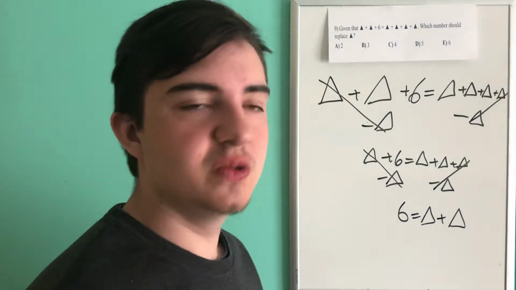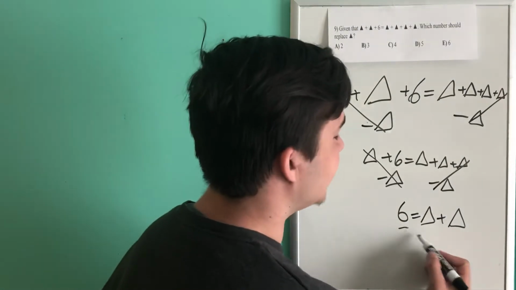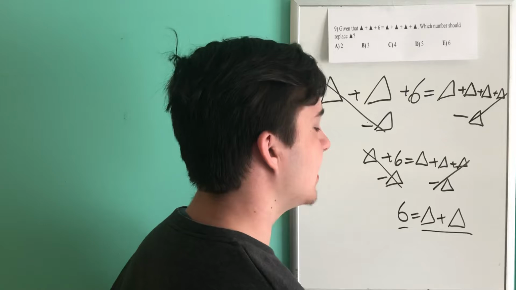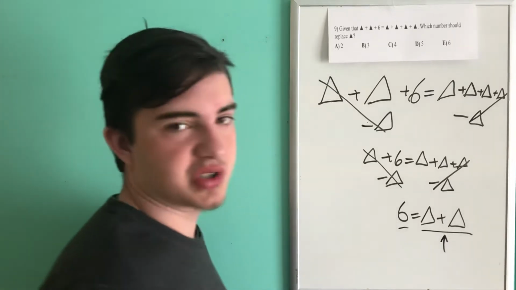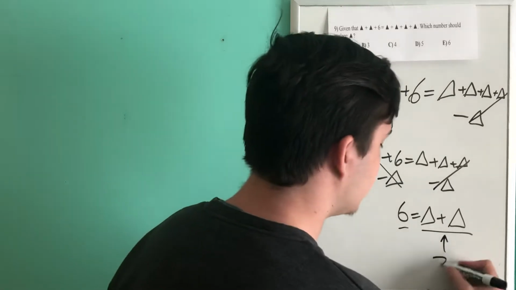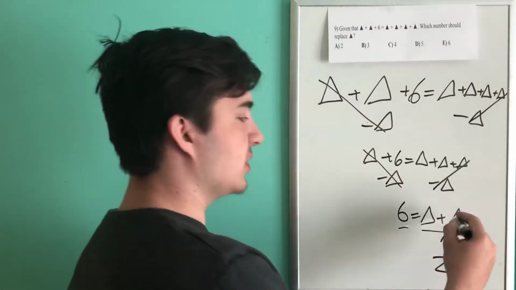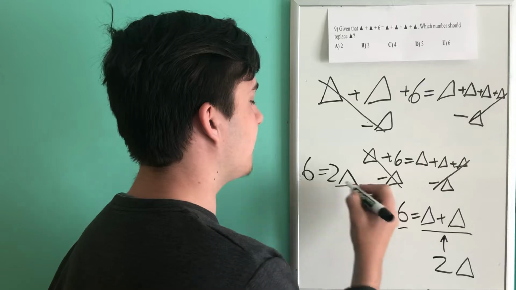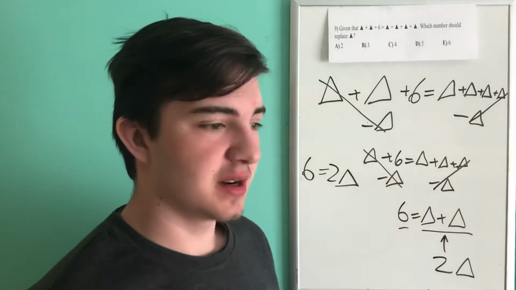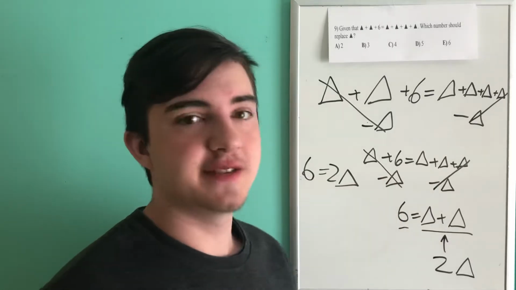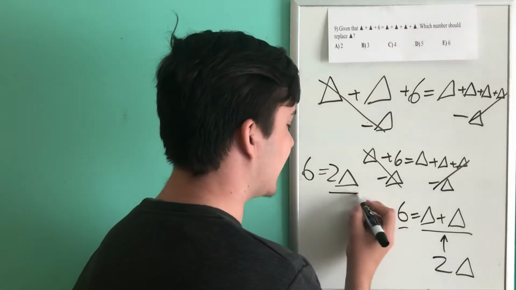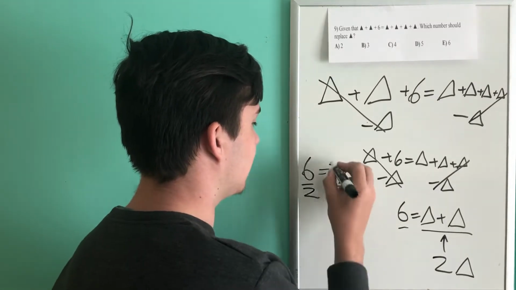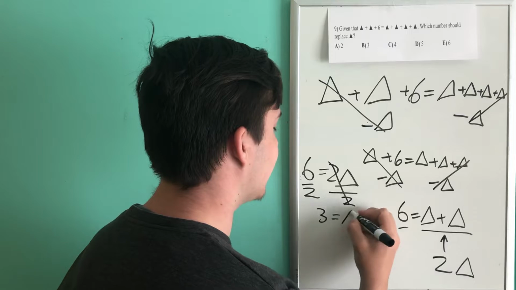Now what do we do here, right? We have 6 is equal to triangle plus triangle. But what's another way to write triangle plus triangle? Well, 2 triangles. You see, 1, 2 triangles. So now we have 6 is equal to 2 triangles. All right, what do we do from here? Well, what we do is we divide. So we divide both sides by 2. So we get 3 is equal to triangle.